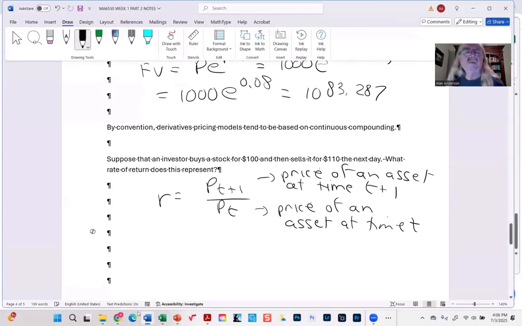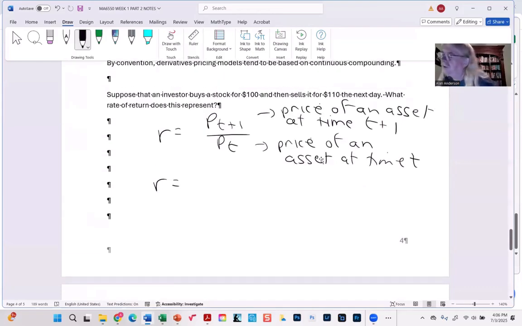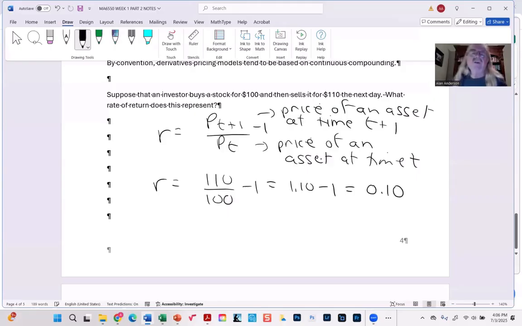So in this example, we start out with a stock worth $100, and it grew to 110, and then we sold it. Very wisely, I must say. All right. Oh, I almost forgot. We still need to subtract 1 because we're going to end up with 1.1 minus 1, which is 10%. So the 1.1 actually represents the future value of your investment. When you subtract the 1, it becomes the rate of return. So that means over that one day, we earned a 10% rate of return because the value of the asset increased by 10%.